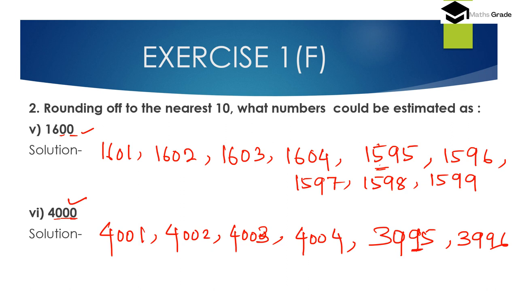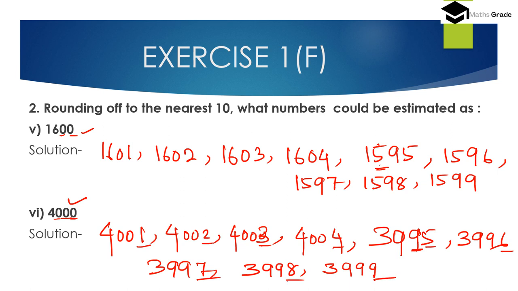Now 3996, here 6 is more than 5. 3997, 3998, 3999. These are the numbers rounded up to the nearest 10 will be 4000. Because the unit place digit is less than 5, that is 1, 2, 3 and 4, and the unit place digit is more than 5, that is 5, 6, 7, 8, 9. Here unit place digit is 1, 2, 3, 4, and here 5, 6, 7, 8, 9.